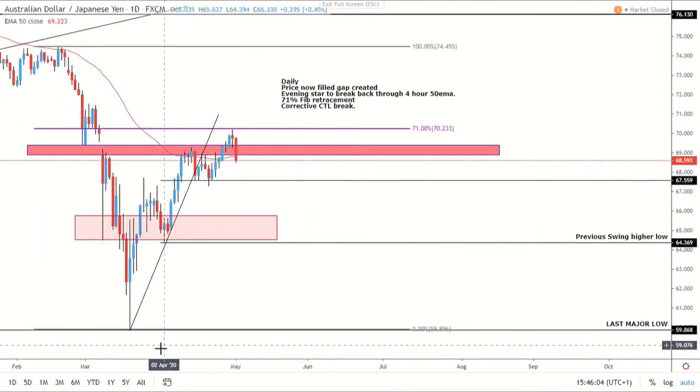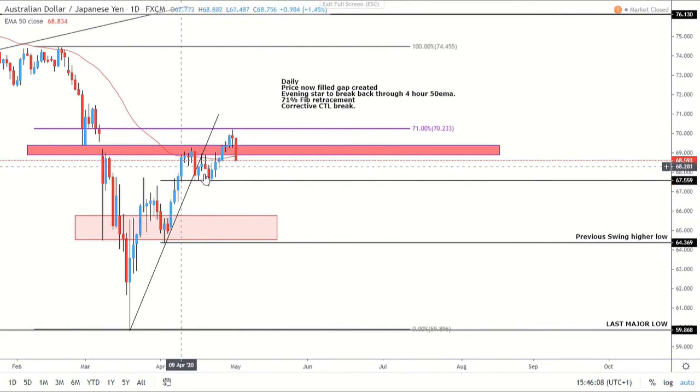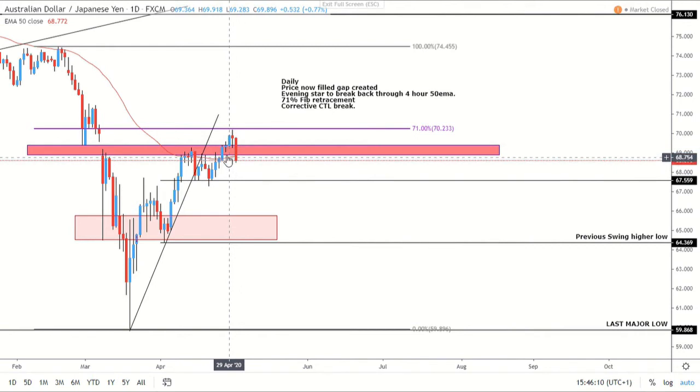Then on the daily, what we've got is this trend line here. We've now broken out of that trend line. We've retraced a little bit higher than I'd like. However, I know that we've got the 71% here, so I'm not too worried. We've got this evening star that's broken back through the daily 50 MA, and now I'm looking for price to retrace slightly and then come further down.